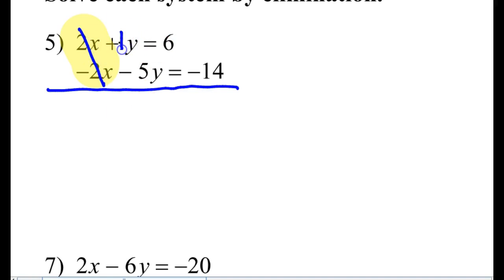So we have 1 plus negative 5 is negative 4y equal sign, and 6 plus negative 14, which is negative 8. Right? And from this point on, you can solve it no problem. So go ahead and do that. Divide both sides by negative 4 and finish it up.